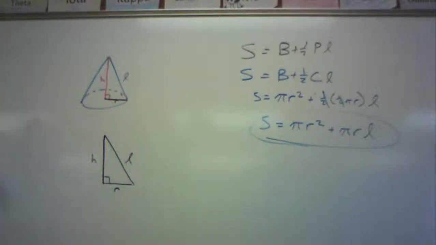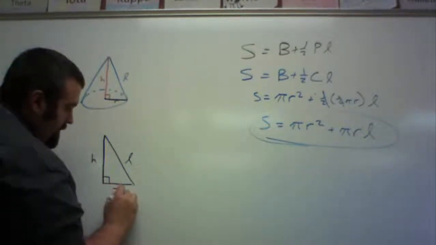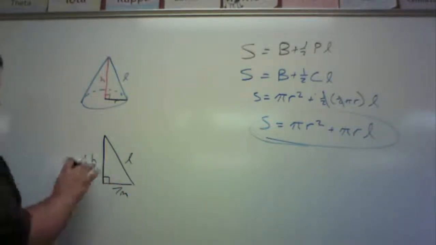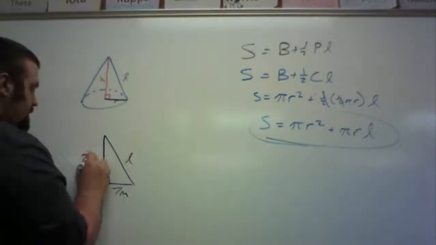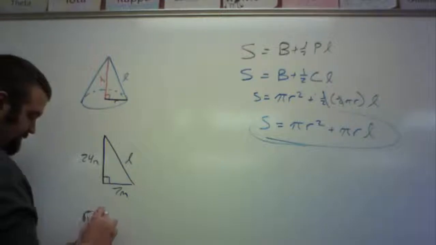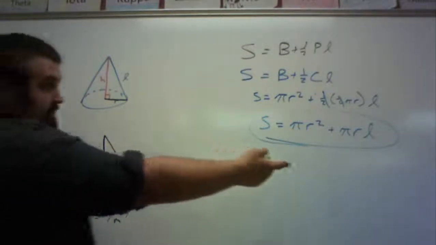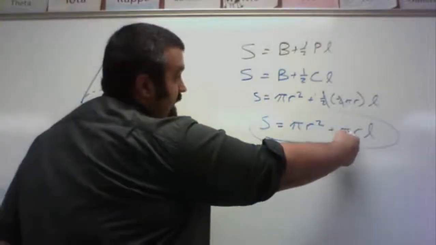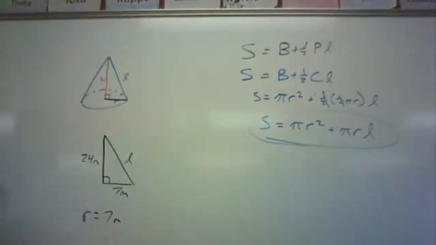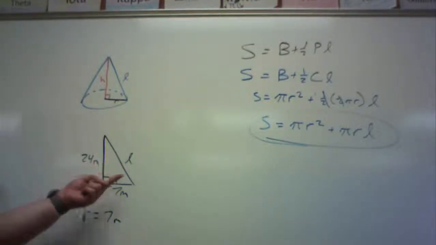Now I look at my problem, and I see that I'm given the radius. I'm told it's 7 meters. I know the height is 24. So I know R is 7, and I need L, because if I look at my equation to find the surface area, R and L are the two things I need. And it's a right triangle to find L.